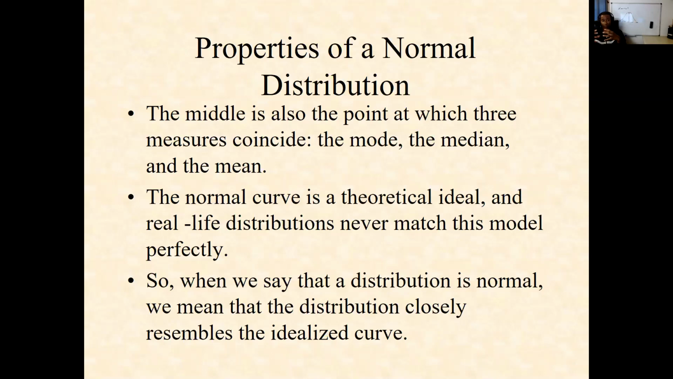And because a lot of real world distributions closely resemble the normal distribution, we can learn a lot about real world distributions based upon what we know about this theoretical normal distribution. So, if you see a distribution that looks kind of normal, but you're like, well, it's not perfect, you're never going to see a perfectly symmetrical, perfect normal distribution in the real world, okay?